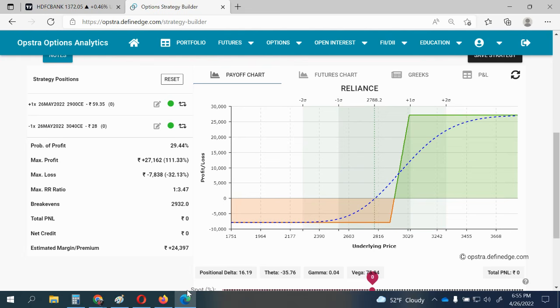I've talked about the 1:3. You should know how to do the strike selection, and which month expiry you have to sell. Everything is in my playlist. The drawback would be the monthly expiry. This has only monthly expiry.